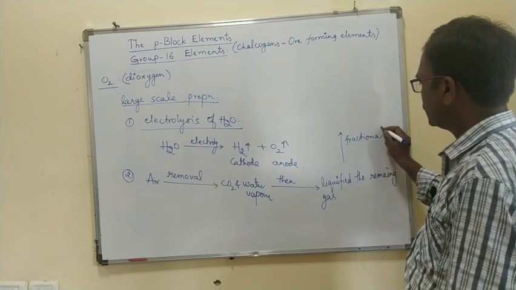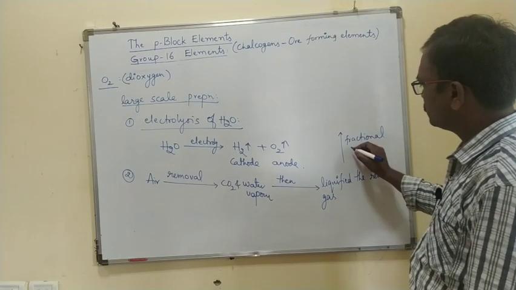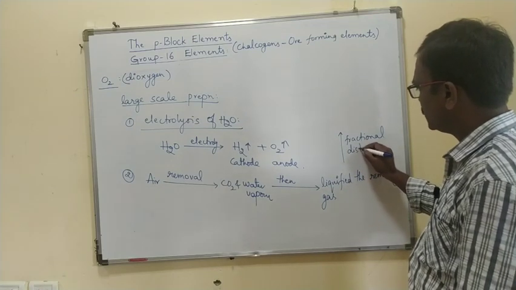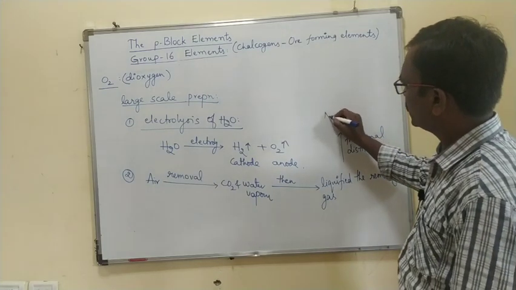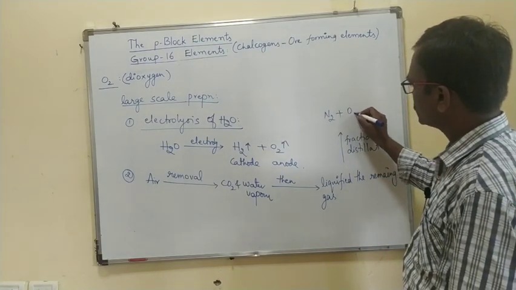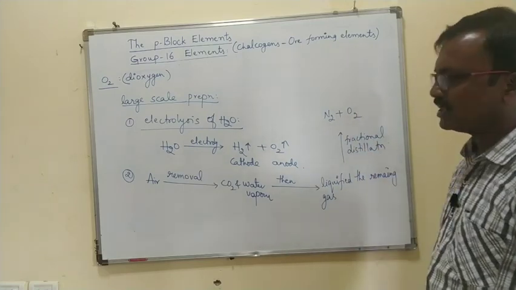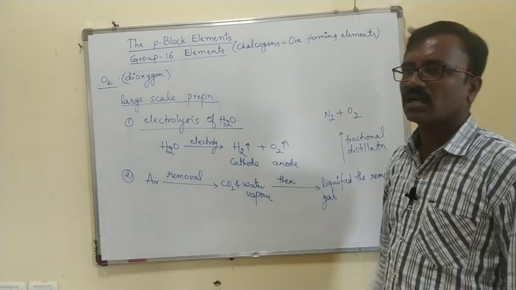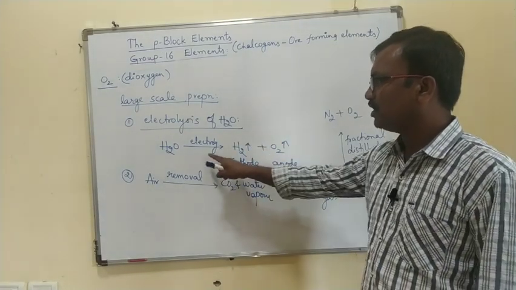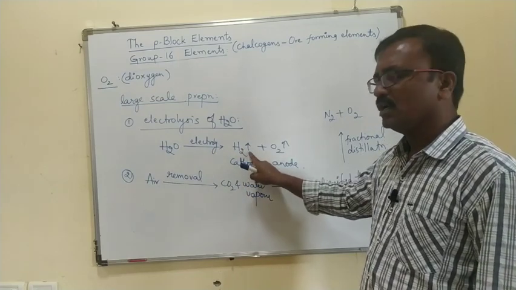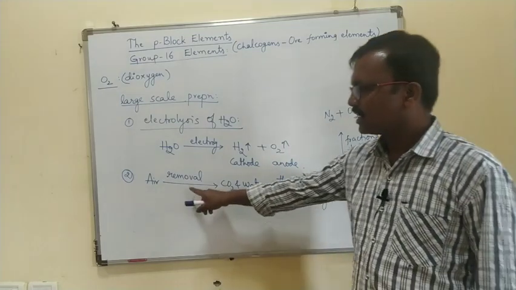You have studied different types of distillation methods in P1 chemistry. Fractional distillation gives the nitrogen and oxygen. Based on their density, you can easily separate nitrogen and oxygen. There are two large scale preparation methods. One is the electrolysis of water, which gives hydrogen at the cathode and oxygen at the anode. What is the second one?